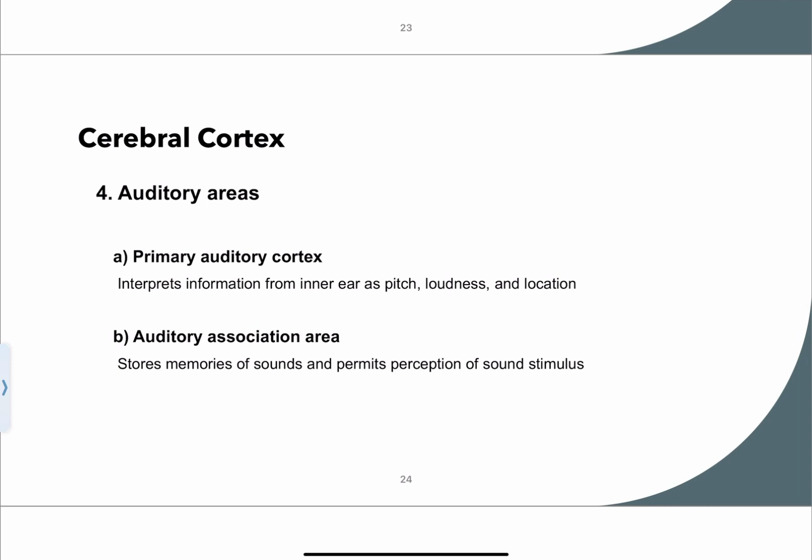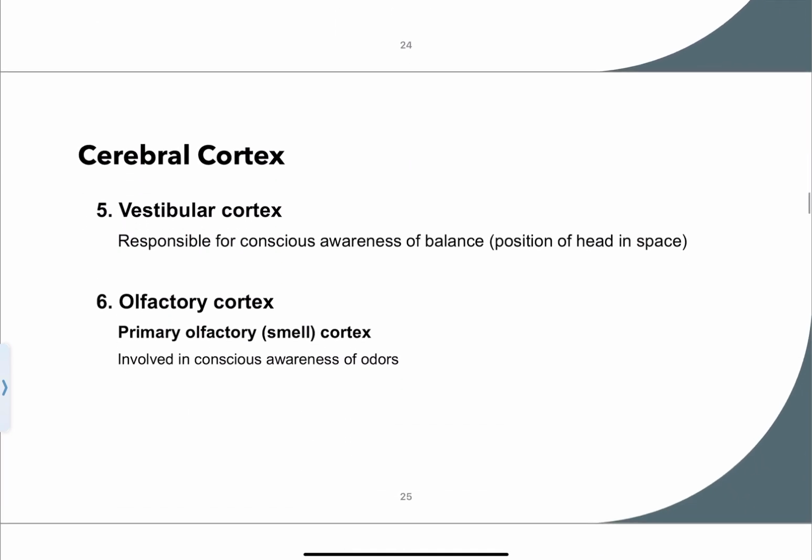We also have 2 auditory areas. So the primary auditory area is going to help us interpret information from the inner ear as pitch, loudness, and location. We're going to use our auditory association area to store memories of sound and permit perception of sound stimulus. So for example, we can recognize specific sounds. Like thunder, we recognize as thunder. Fireworks, we recognize as fireworks. Speech, we can recognize that somebody's talking, things like that.